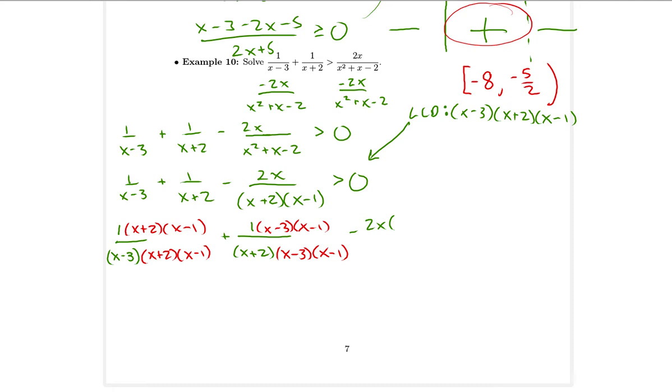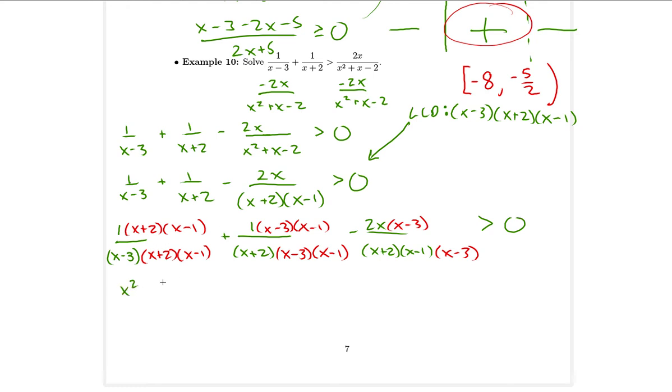Oops, let me do it in red though, like I was doing the others. So 2x over x plus 2 times x minus 1, and then we just need to give it x minus 3. And that's all greater than 0. Okay, so where does this leave us? Well, let's start multiplying things out.